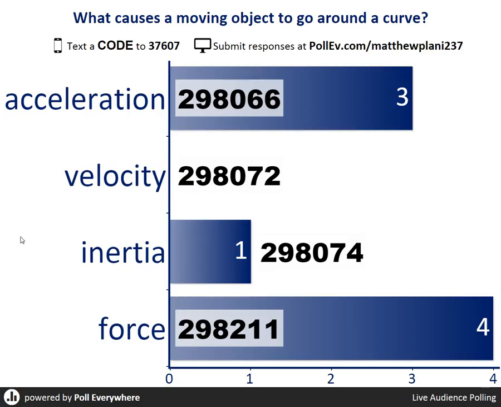Technically, none of these answers are the correct answer. However, the best answer out of the choices given would be force. Force causes things to accelerate. When an object goes around a curve, that is acceleration. But acceleration is a measure of how much it's changing, not what is causing it. So the best answer of the four given would be force.